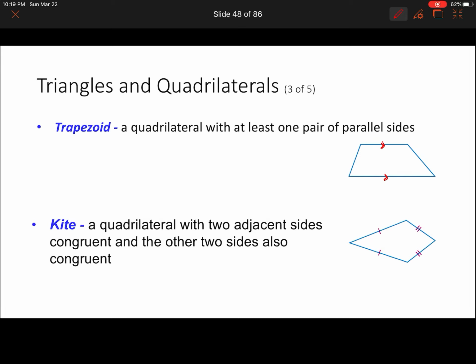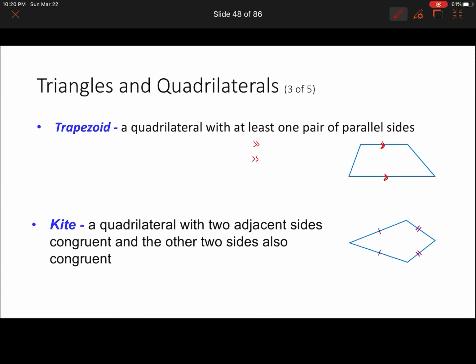Now, if we are saying that sides are parallel, we will use a little arrowhead symbol like I've done here. If there happen to be two sets, then we'll put two sets of arrowheads, showing that those two sides are parallel and there's also another set. But in this case, we use just the one, showing that the top side and the bottom side both are parallel. So a trapezoid has at least one set of parallel sides.